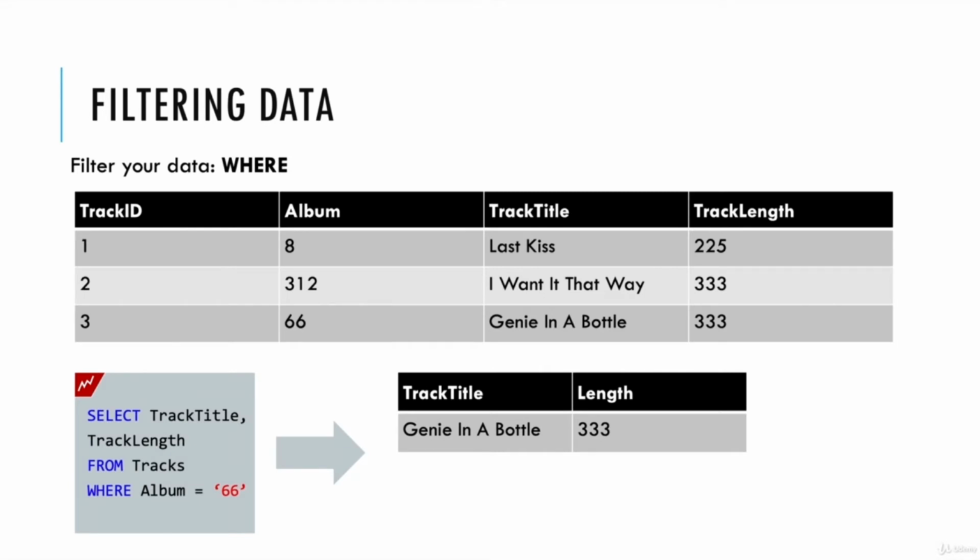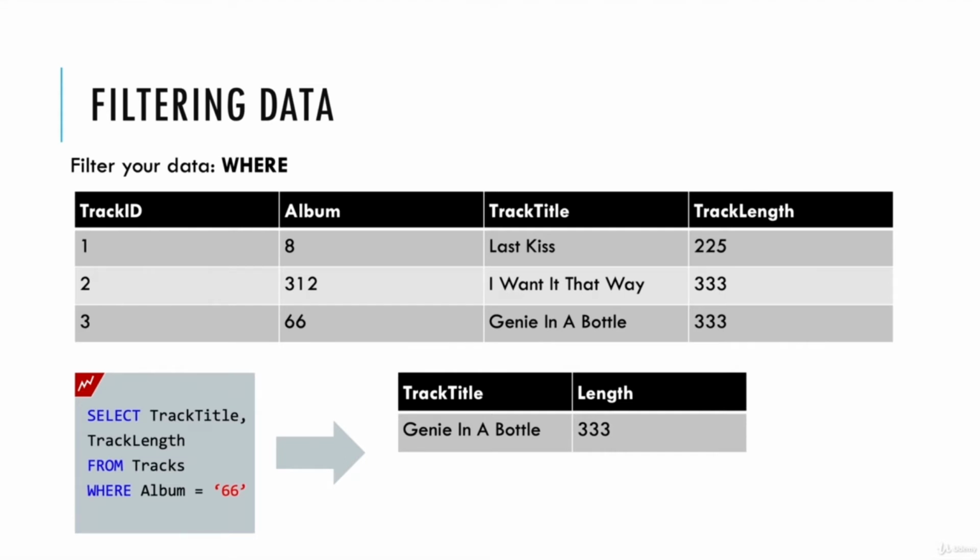Same table, similar query. You can see in the bottom left, track title, track length from tracks where album equals 66. Now, that where is really important because that basically tells a SQL query, after the where, I'm going to have some sort of expression that will either evaluate to true or false. So where album equals 66, when that is true, it brings it back. If it's false, it does not. You can see in our results, we have Genie in a bottle, which is length 333. And if you look at the bottom row of the table at top, that album number is 66.